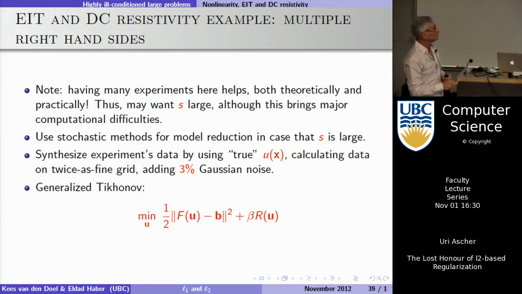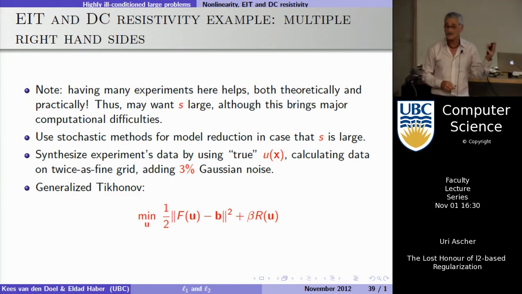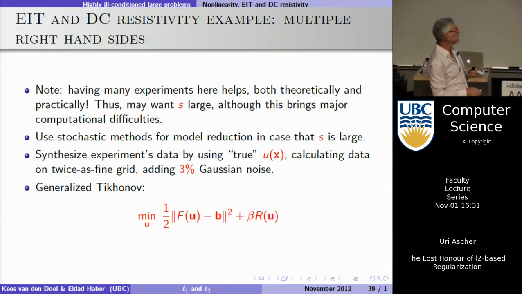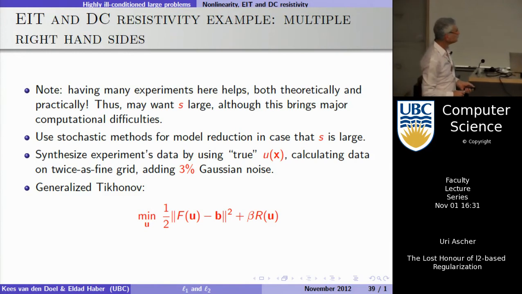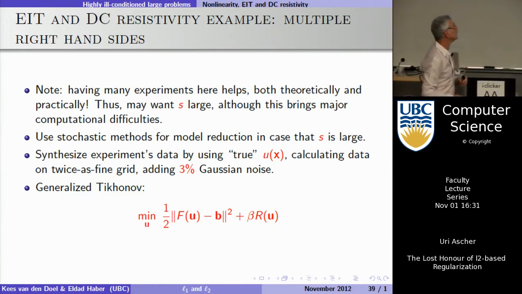Okay? Sufficiently large number. So if S is equal to 1,000, for example, that means that just in order to do a misfit, I need to solve 1,000 PDEs. So I have to be careful. It can take a few days to solve a problem like that, unless you are careful. And here we do stochastic methods for model reduction in case S is large. Other people have done that too. Eldad and Felix, who is sitting over there, have done work of the same sort, and so has Michael Friedlander in a different context.